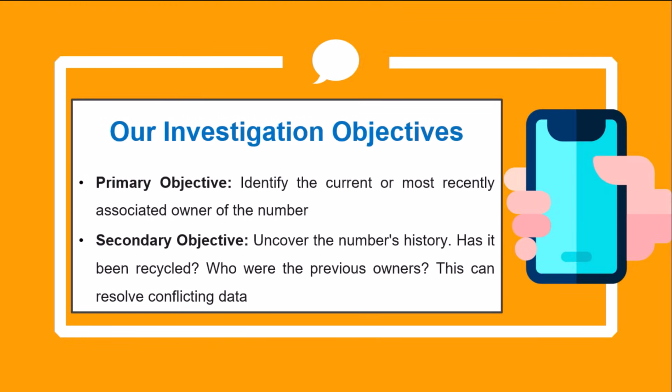Our objectives for this investigation are twofold. The primary goal, of course, is to identify the current owner of the phone number. But just as important is our secondary goal, uncovering its history. Phone numbers get recycled all the time. Finding data linked to a previous owner can send an investigation in the wrong direction. By looking for both current and historical records, we can build a more accurate picture.